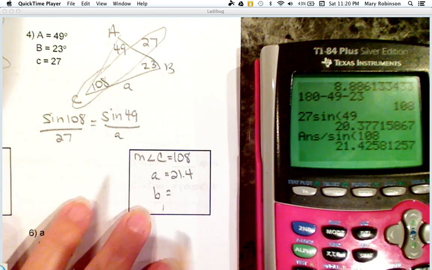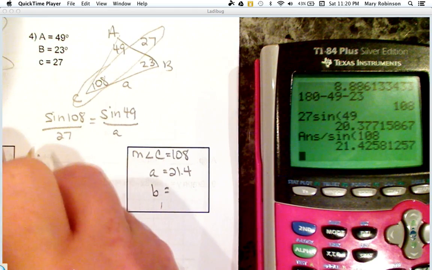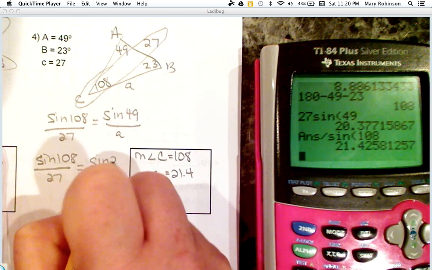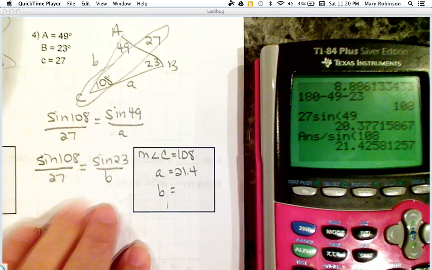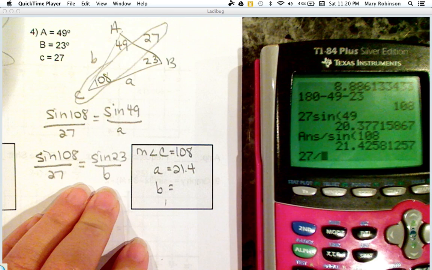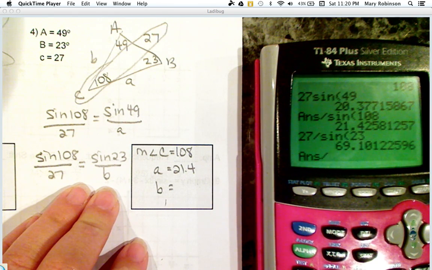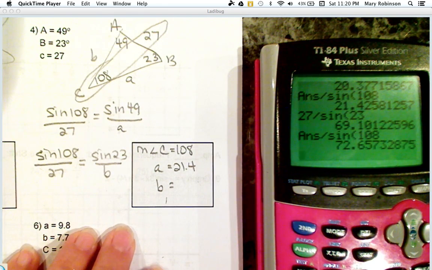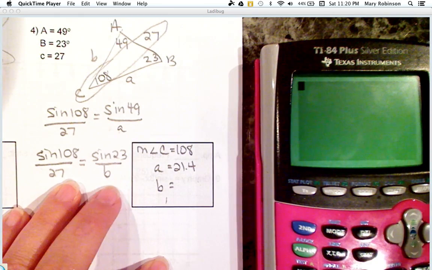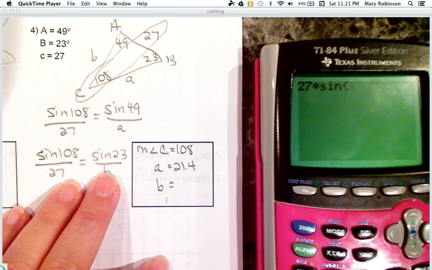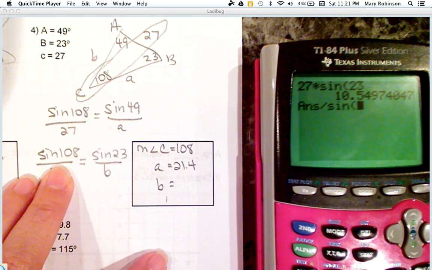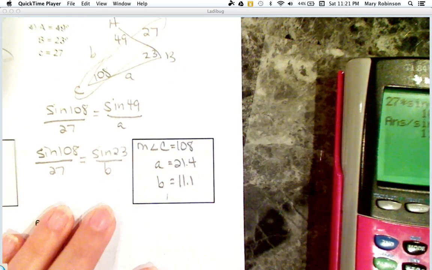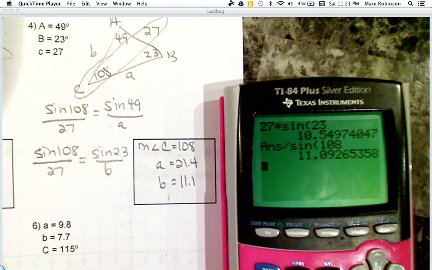Next, I want to find side B, so I'm going to do likewise with the sine ratio. Sine of 108 over 27 equals the sine of 23 over B, because I'm trying to find side B. Same steps, 27 times the sine of 23, divided by the sine of 108, and that was 11.1. Alright, and that concludes that one.